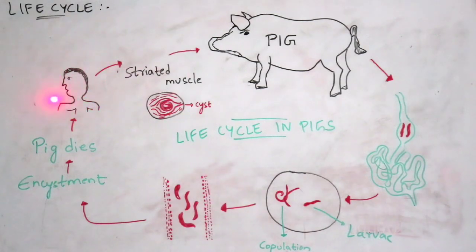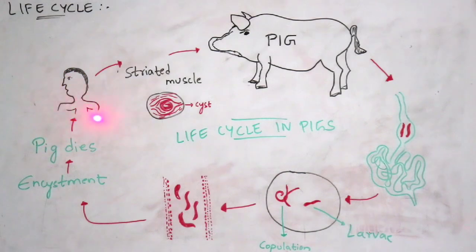Finally the striated muscle will be affected, and that affected striated muscle will be consumed by the pig again. Again in the small intestine, the copulation of male worm and female worm takes place within the pig, and the newly born larvae enter into the bloodstream. Within the bloodstream the encystment process takes place, and after that the pig again dies.